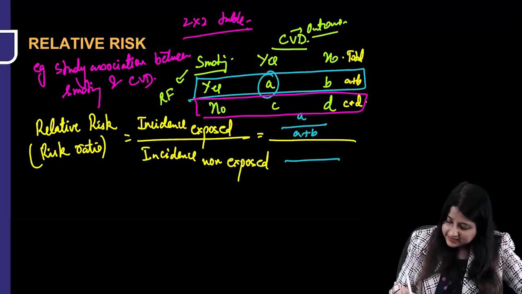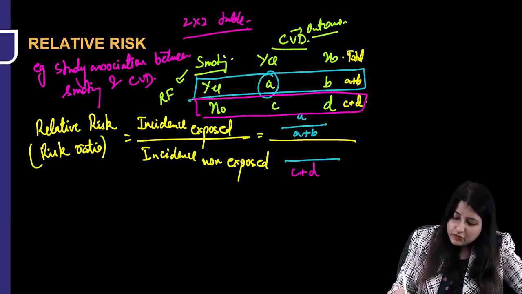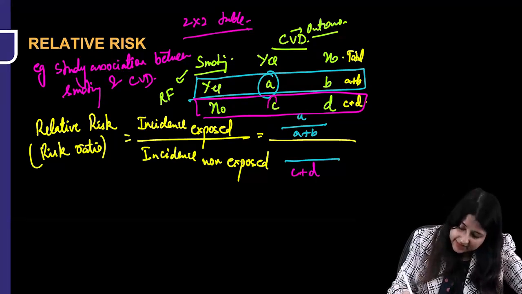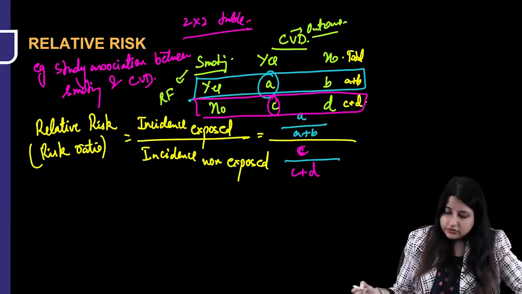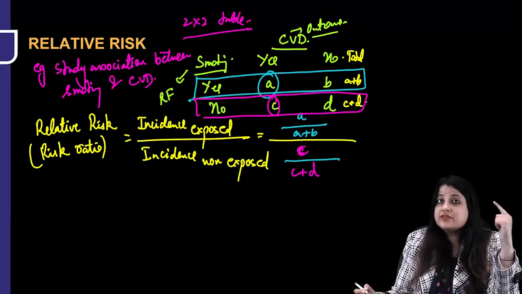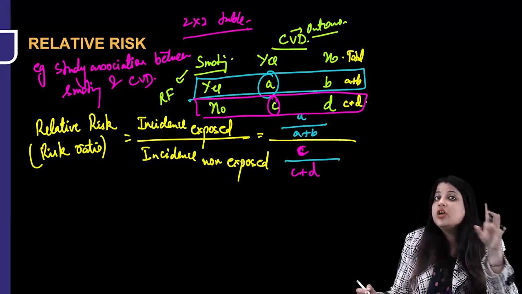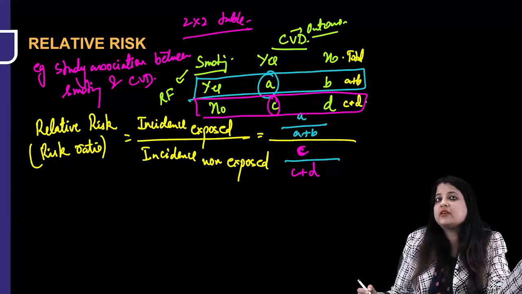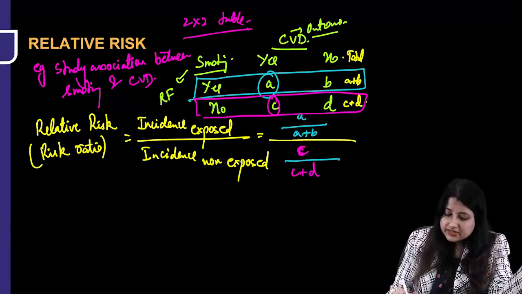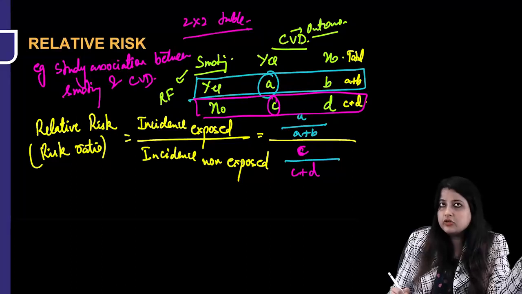Non-exposed is C plus D. So that is C plus D. Out of them, how many are suffering from CVD? C. So this is the relative risk. Relative risk is always a ratio. Numerator is not a part of denominator. Okay. So incidence exposed among non-exposed.